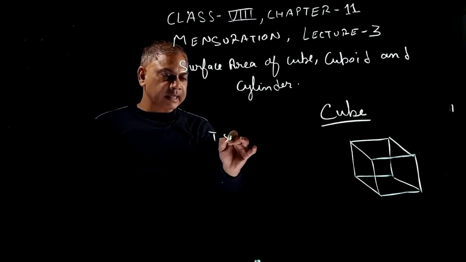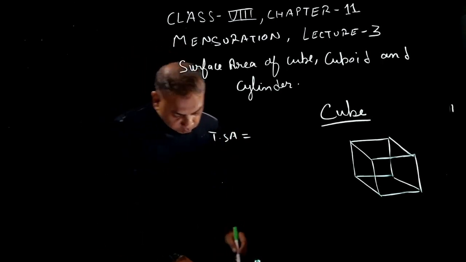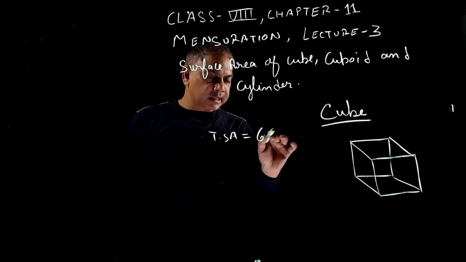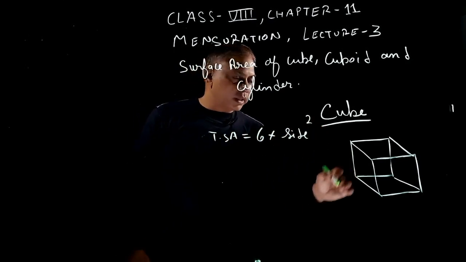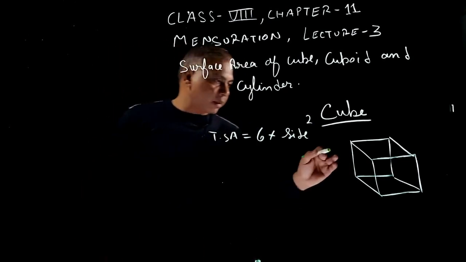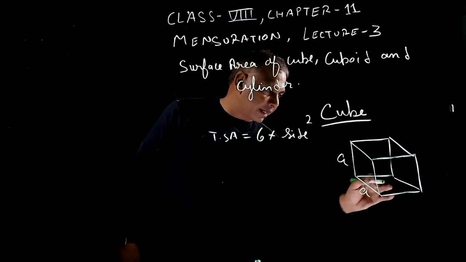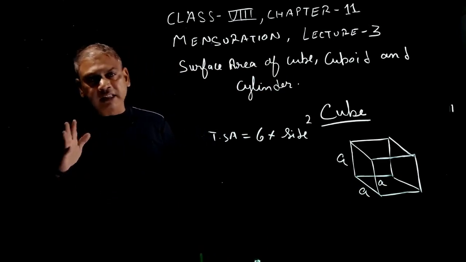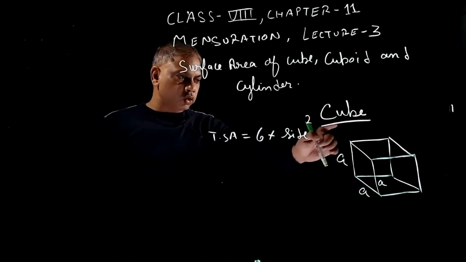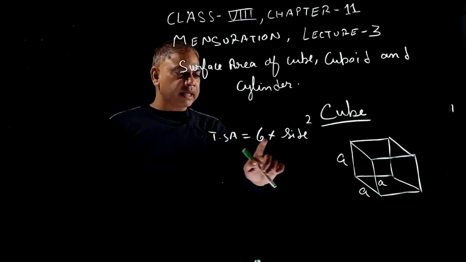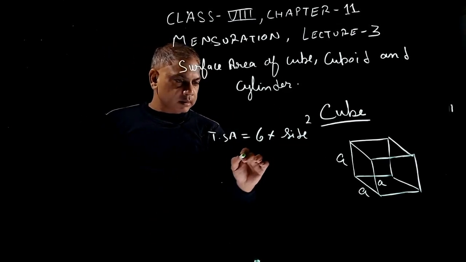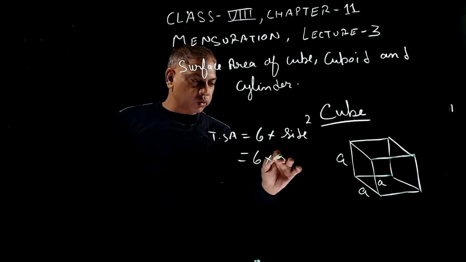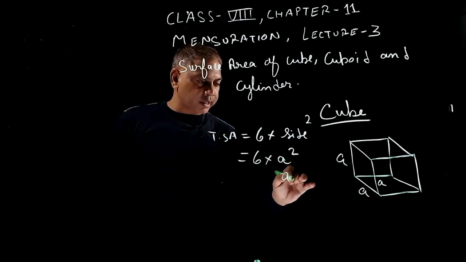Total surface area of a cube is equal to 6 into साइड का स्क्वायर. इन क्यूब ऑल साइड्स आर इक्वल बेटा. ये भी a अगर लेते हैं, ये भी a लेते हैं, हाइट भी a हो जाएगा. All three length, breadth and height are same in cube, so the total surface area is given by 6 into side square. Okay, it can be written as 6 into a square. A is equal to side.